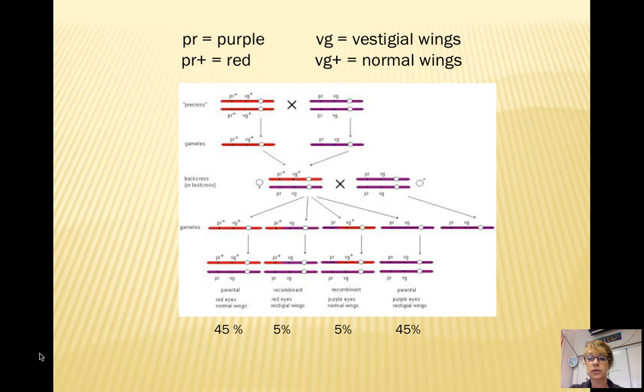You see his results at the bottom. He should have gotten 1/4 red normal, 1/4 red vestigial, 1/4 purple normal, and 1/4 purple vestigial, but in fact, he got 45% red normal, 45% purple vestigial, 5% red vestigial, and 5% purple normal. Almost 90% of the offspring had the same phenotypes as the original parents.